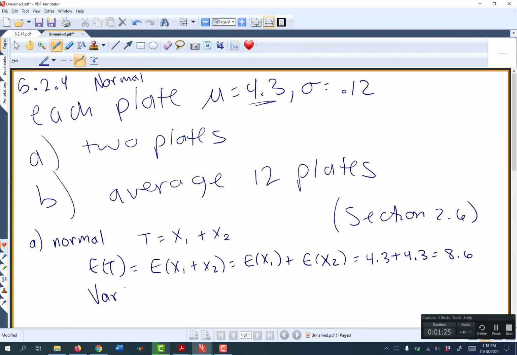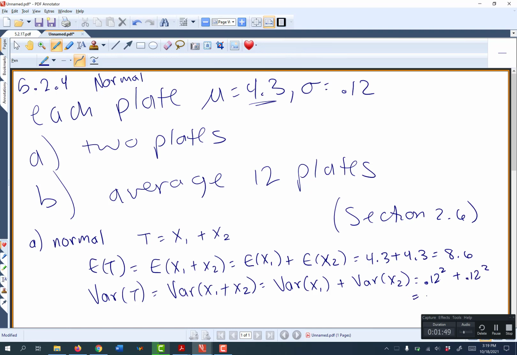And we don't actually have a rule for standard deviation that works. You have to go to variance. So it'll be the variance of X1 plus X2. And it says take each individual variance and add them together. So variance of X1 plus variance of X2. We don't know the variance, we know the standard deviation, so I'd have to do 0.12 squared to get variance, plus 0.12 squared. So this gives me 2 times 0.12 squared.